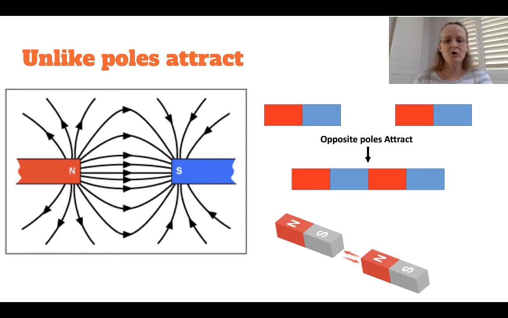And in the diagram on the bottom right, we have the force of attraction between the North Pole wanting to move towards the South Pole and the South Pole moving towards the North Pole.